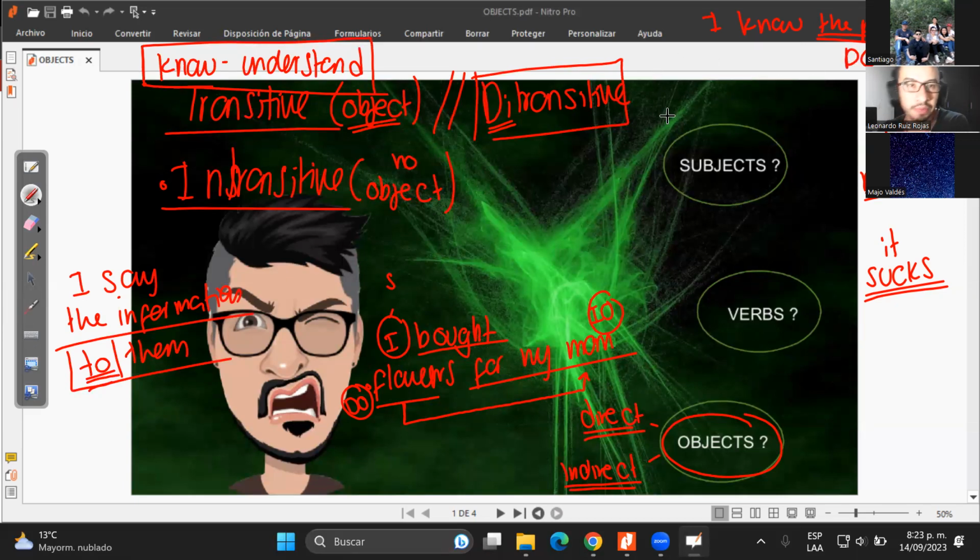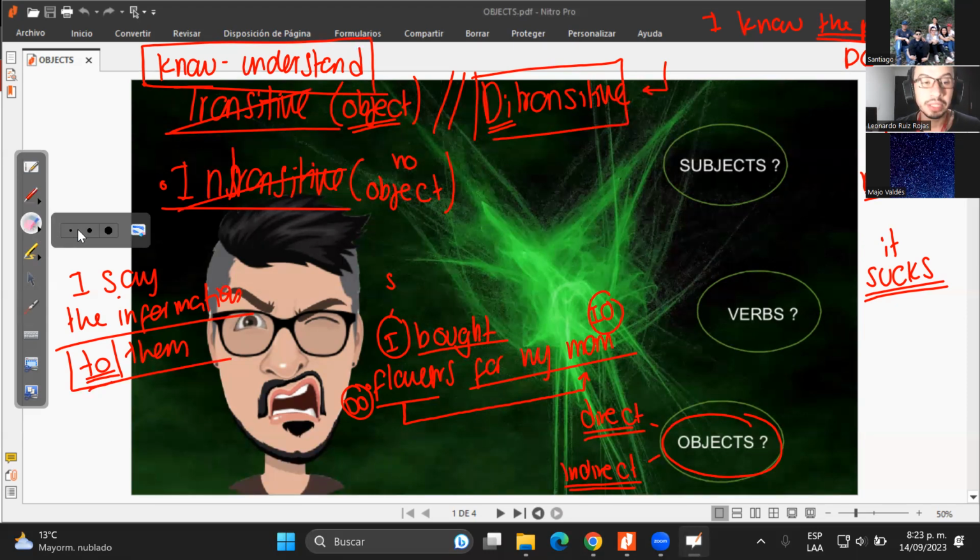Or if I say, for example, I understand the topic. Okay, so I understand what? The topic, and that's it. There is no possibility to include another object. Ready? We have seen transitive and intransitive already, but today we're going to focus on the ditransitive verbs, and also on another kind of verbs, which are called the causative verbs, right?